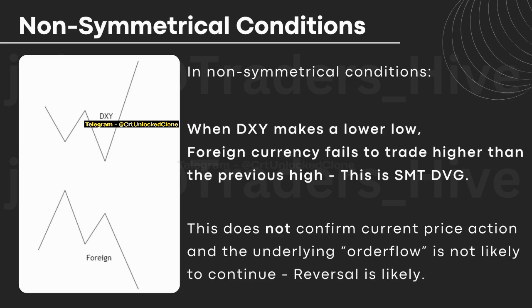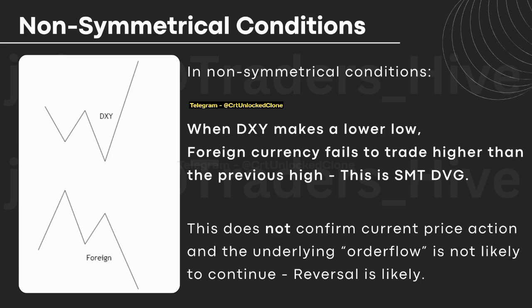Now, the reason the conditions are non-symmetrical is because DXY made a lower low and the foreign currency, which is EU for us, could not make a higher high respectively, right? It failed to trade higher above the previous high and only made a lower high, whereas on the other hand, DXY did indeed make a lower low and traded below the previous low, right? You can clearly see there is non-symmetry in the order flow, and the structure is varying and there is a difference in structure, right?